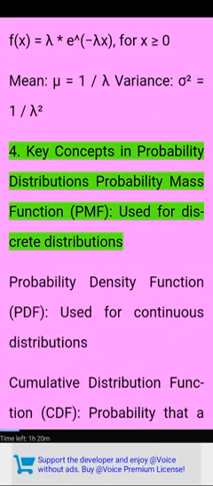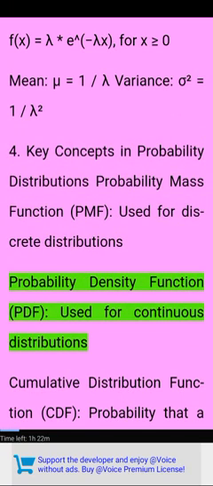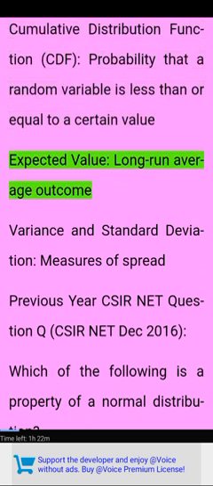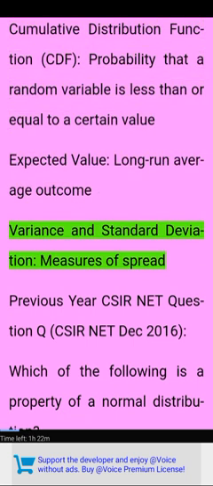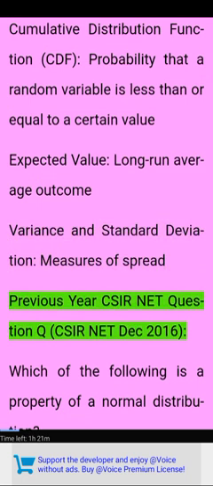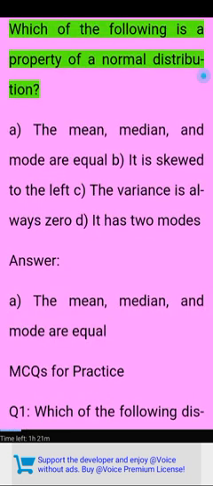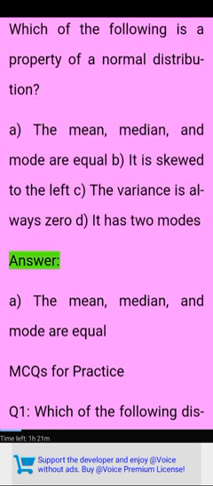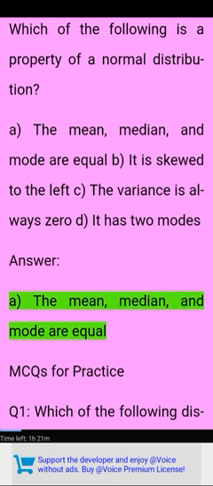4. Key concepts in probability distributions. Probability mass function PMF used for discrete distributions. Probability density function PDF used for continuous distributions. Cumulative distribution function CDF probability that a random variable is less than or equal to a certain value. Expected value, long-run average outcome. Variance and standard deviation, measures of spread. Previous year CSIR-NET question Q, CSIR-NET Deck 2016. Which of the following is a property of a normal distribution? At the mean, median, and mode are equal b, it is skewed to the left c, the variance is always 0 d, it has two modes. Answer. At the mean, median, and mode are equal.